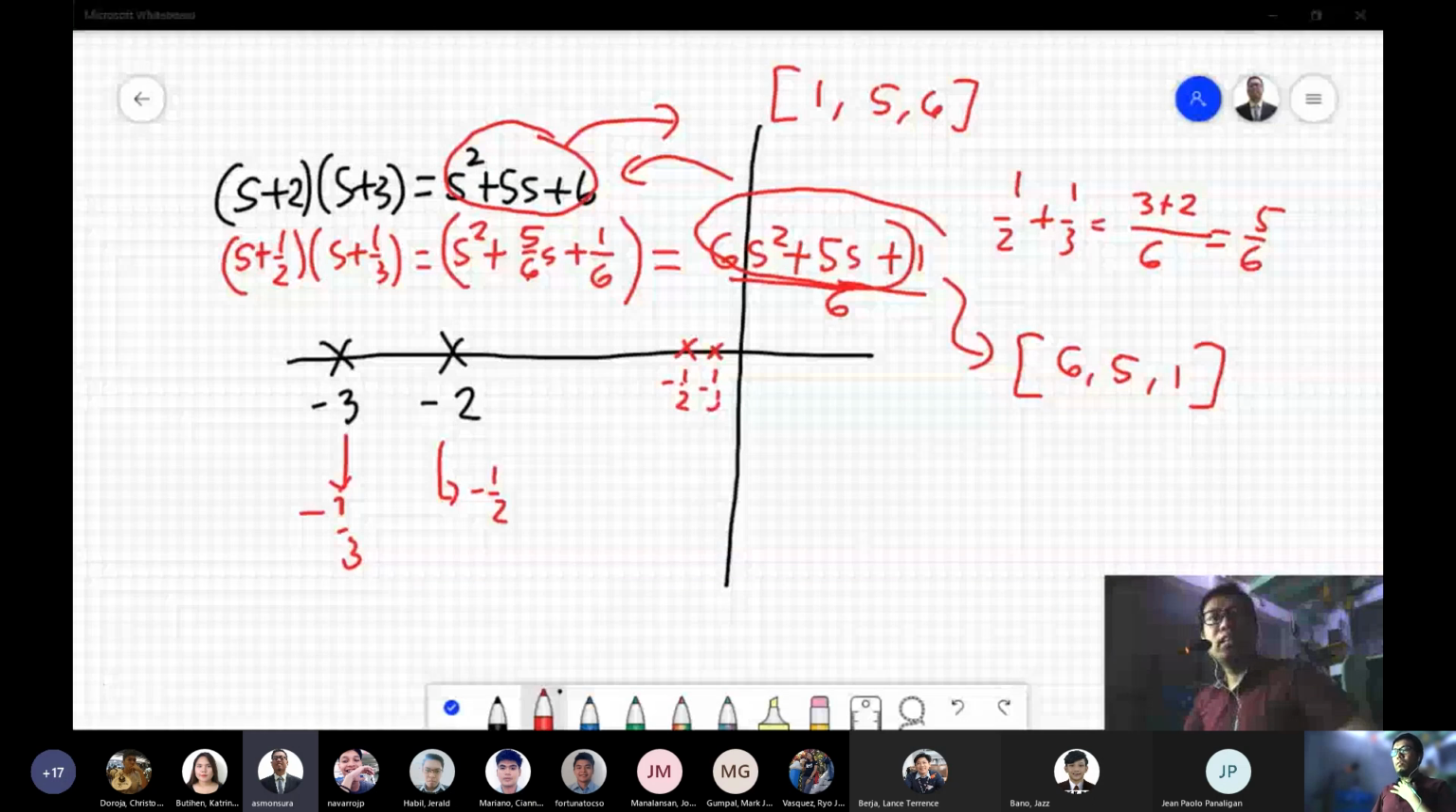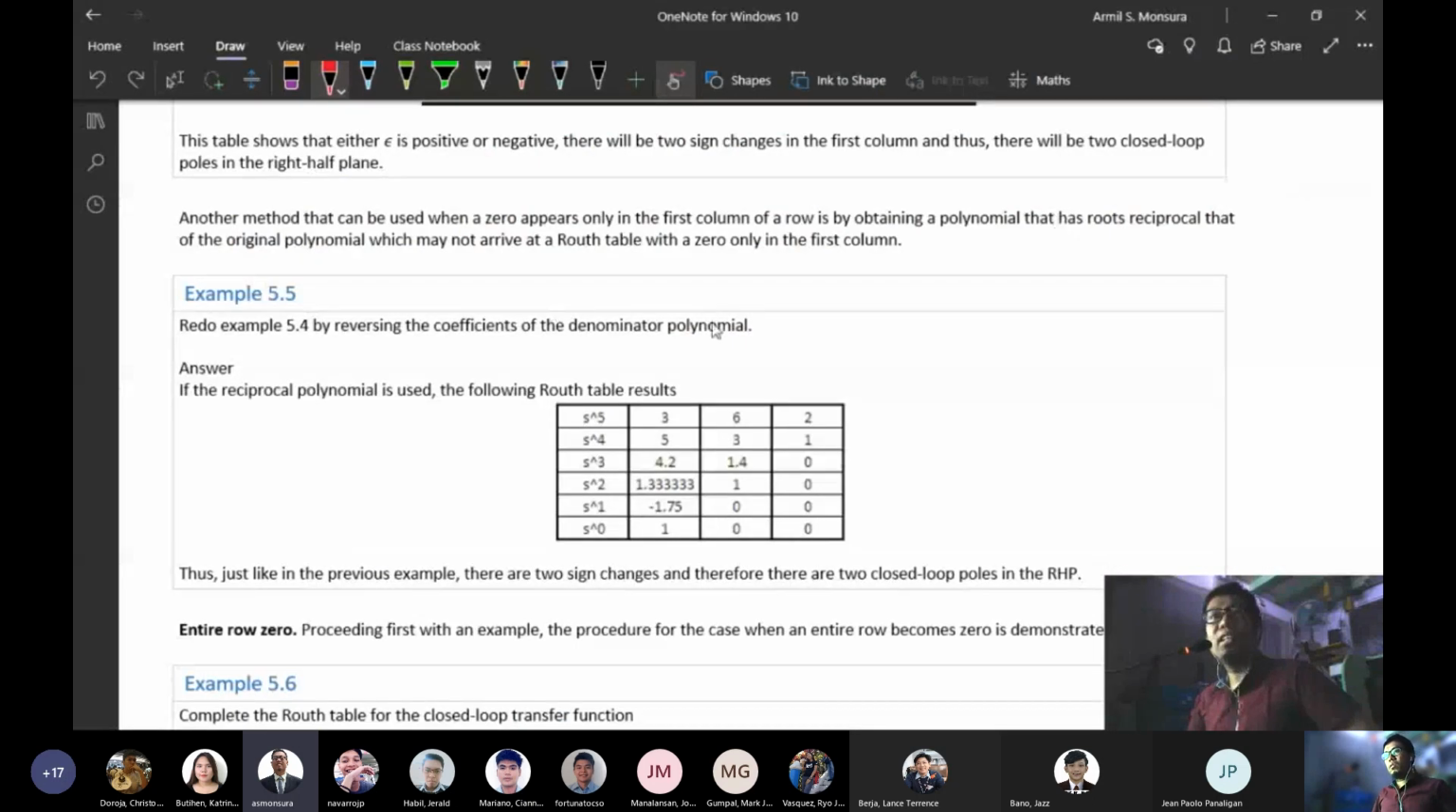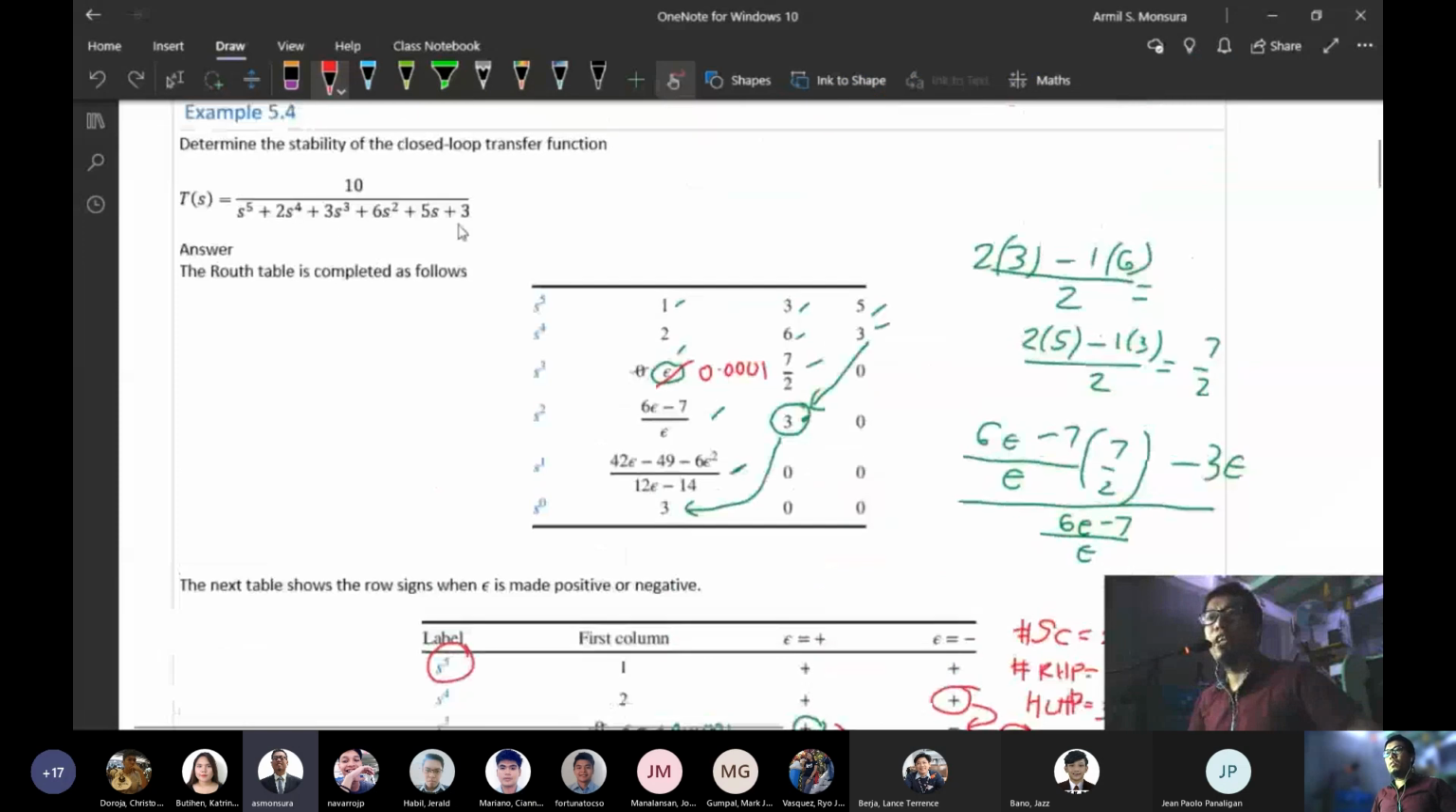Ang gawin natin is isulat natin itong denominator niyo, instead, using the reverse coefficients. In that way, makukuha natin yung location ng reciprocal ng roots. And again, hindi naman nababago yan kung nasa left half plane siya o nasa right half plane siya.